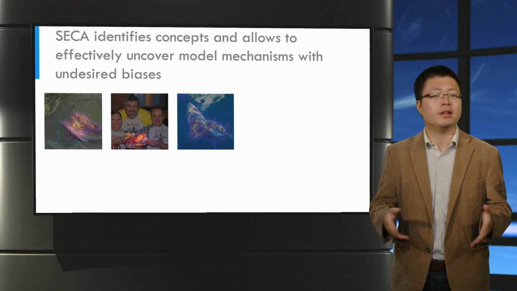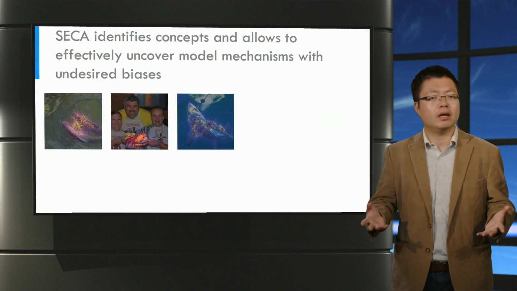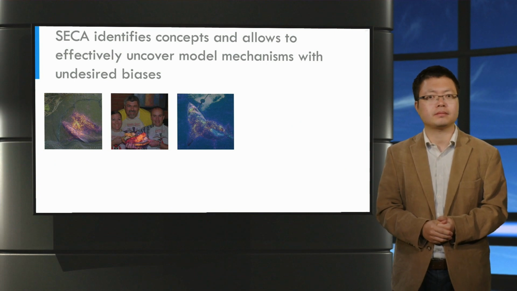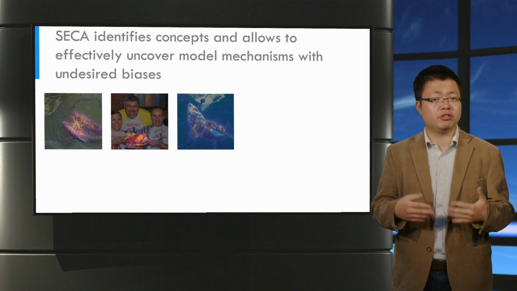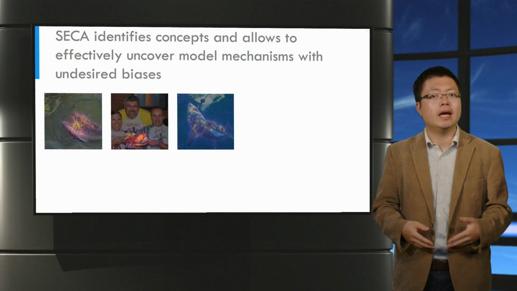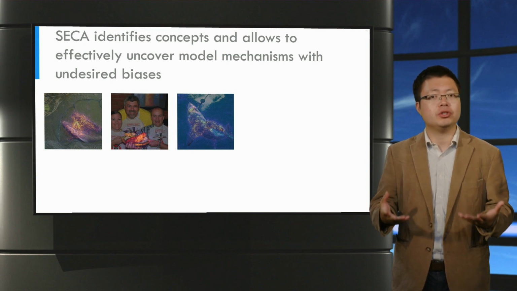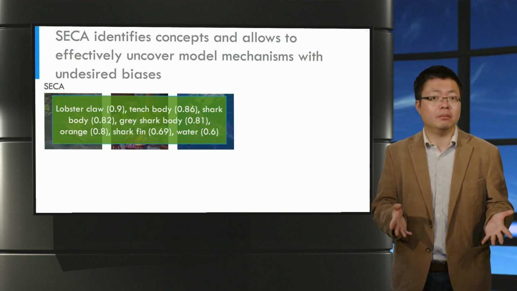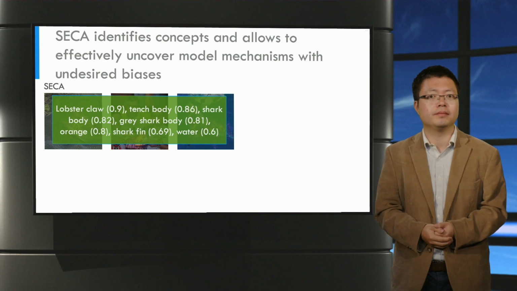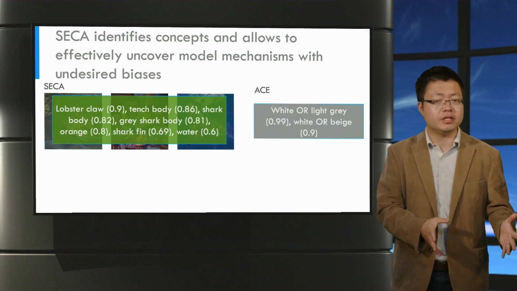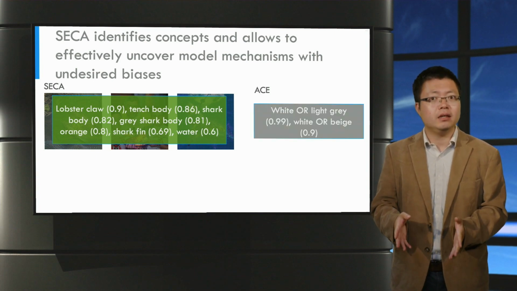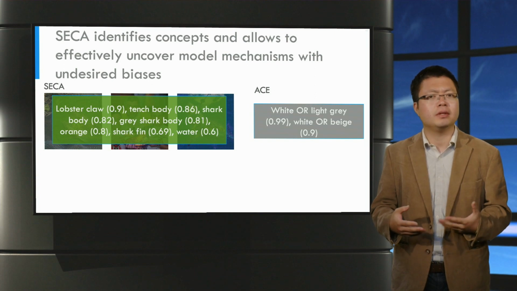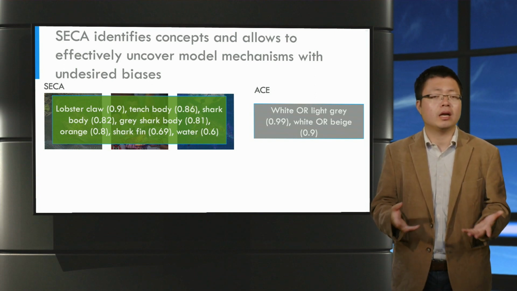Here we show some results comparing our method with others. We used a pre-trained model on ImageNet and retrieved global explanations for 3 classes. And these seem to correspond to the animals, which is expected. And in comparison, ACE returns much fewer explanations, mostly about the color.